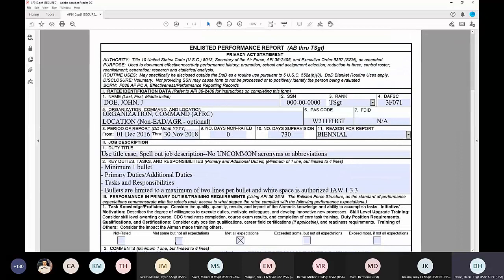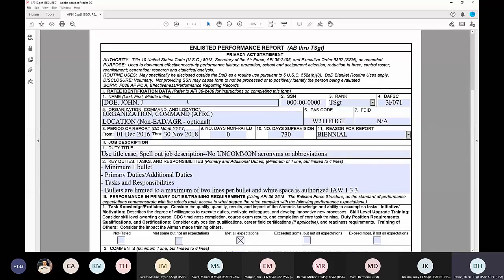Each main section is the Roman numeral section. So we have section 1, section 2, and then within each section there are different blocks. So section 1, block 1 would be the name. Section 1, block 2 would be the social. If I'm ever referring to a section, that will be anything with Roman numerals, and anything with a block will be an actual number.